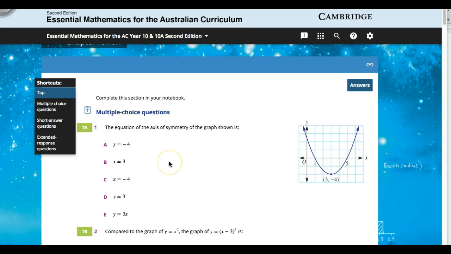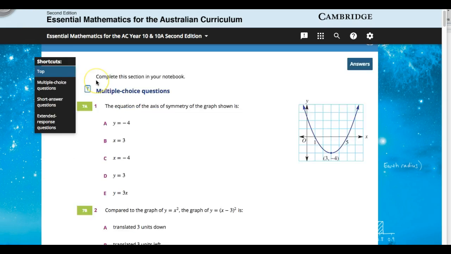Okay, so the equation of the axis of symmetry of the graph shown is, remember, the axis of symmetry is where it splits the graph in half. So your line, pretend it's a straight line, goes through like that. Okay, so remember, symmetry means it's the same on both sides. So basically this parabola is the same on both sides. And the equation of this line, any vertical line is going to be an x equals line, and what is the coordinate of the x? It is 3, so it's going to be x equals 3, which is answer B. Okay, let's move on to question 2.